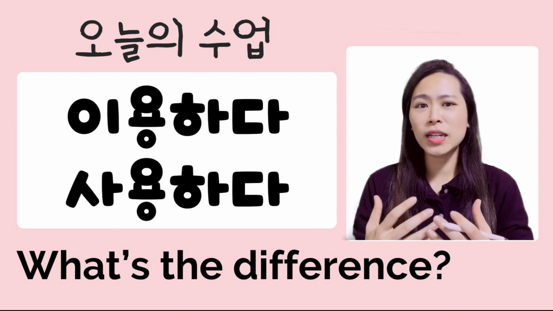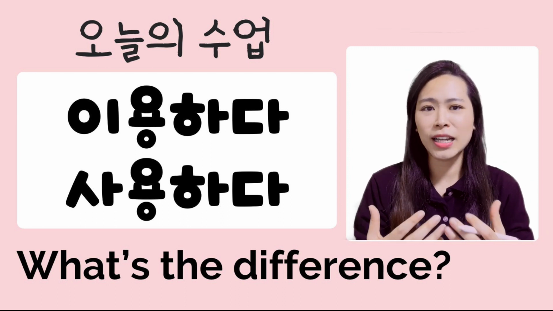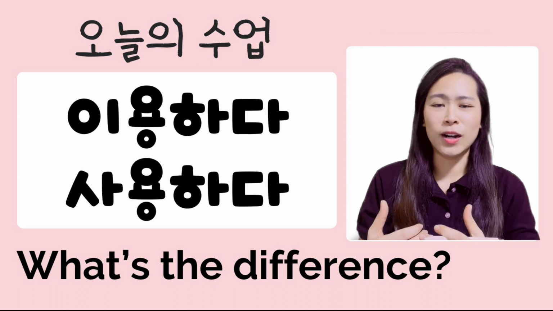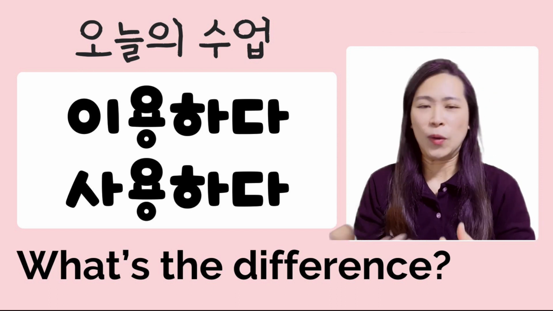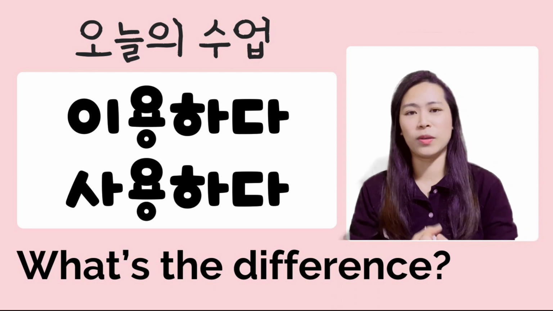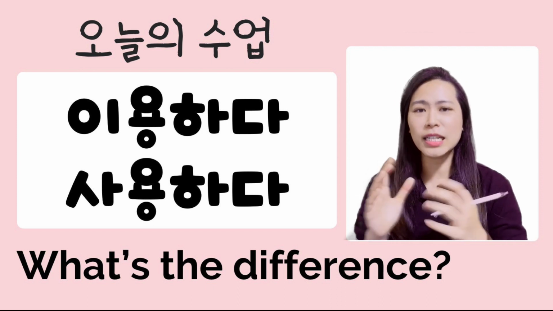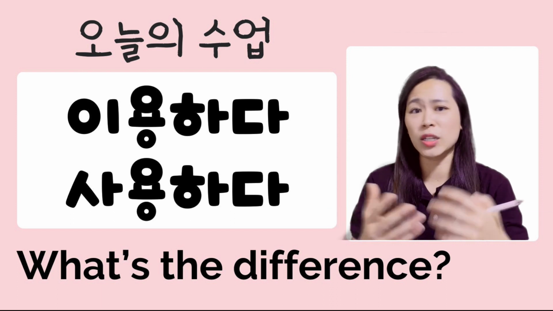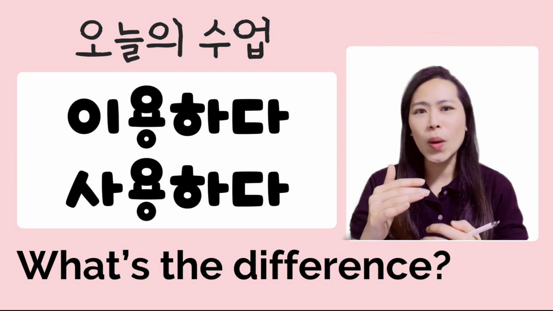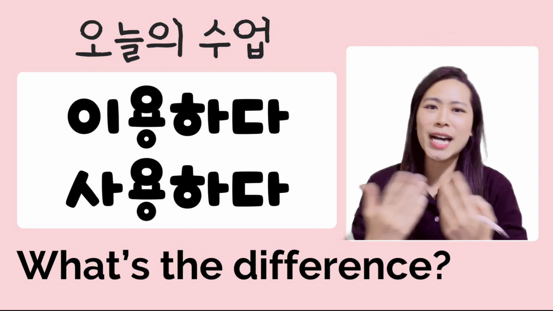So the other word is 쓰다. 쓰다 in its adjective form means bitter, or in its verb form, it means to write or even to use. 쓰다 is used very widely. It's a Korean word, whereas 이용하다 and 사용하다 are Hanja words.